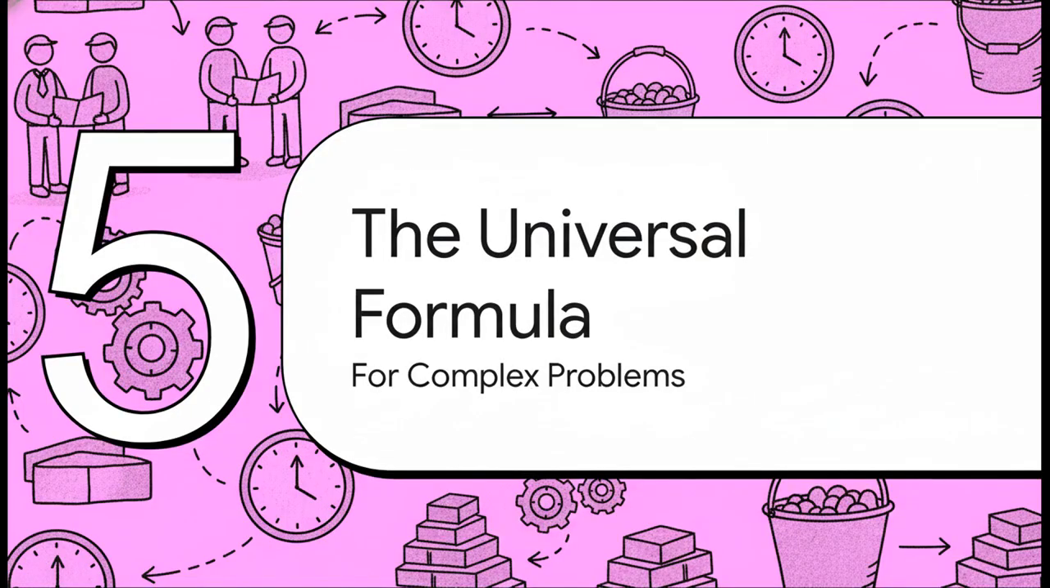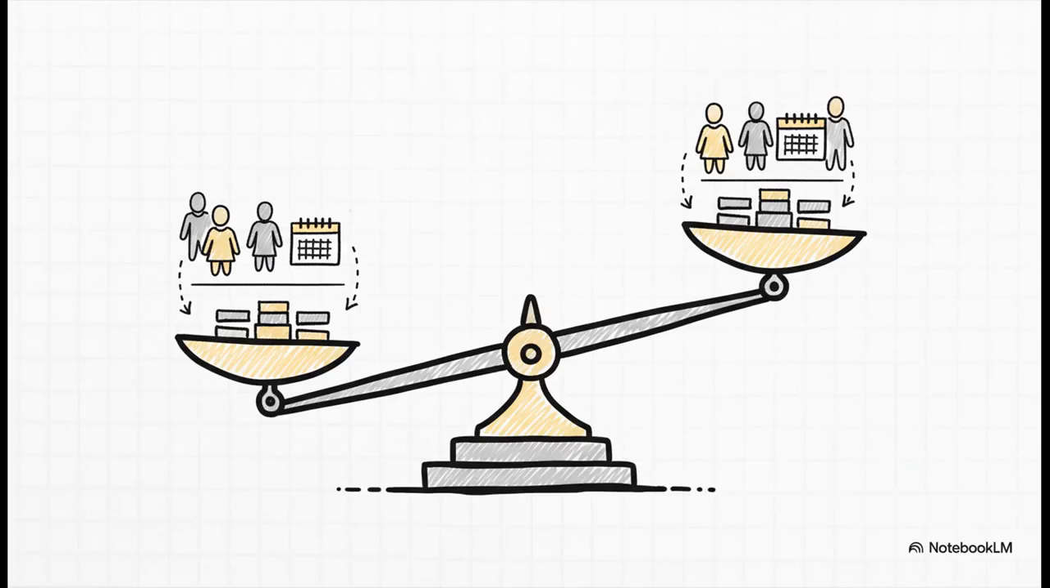Okay, so far we've handled a pretty simple case. But what happens when problems get more complex? With different numbers of workers, or they work different hours, or do different amounts of work. For that, we need to bring out the big guns. And this is it, the universal formula, often called the MDW formula.